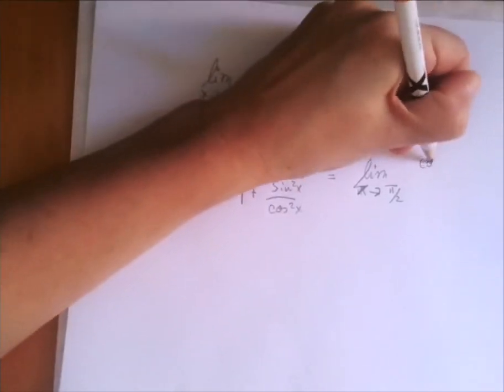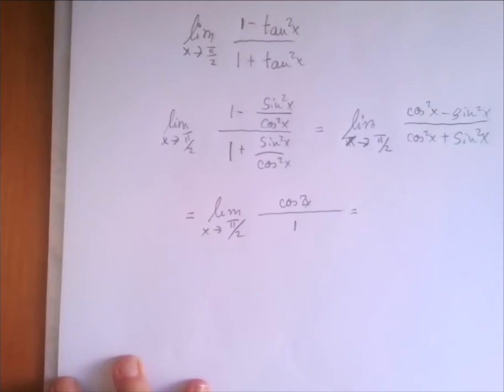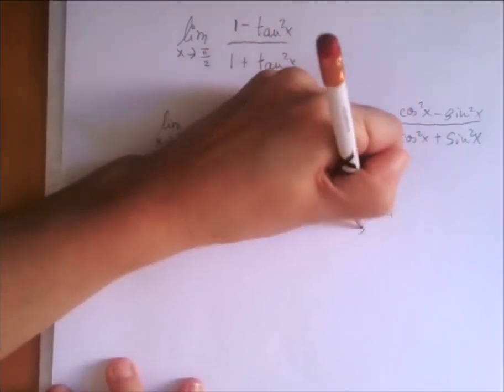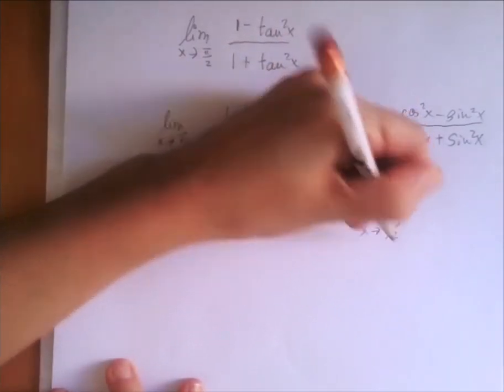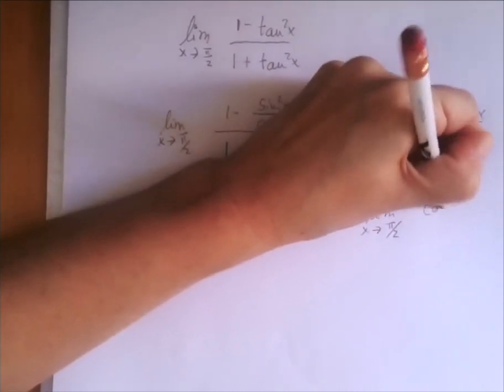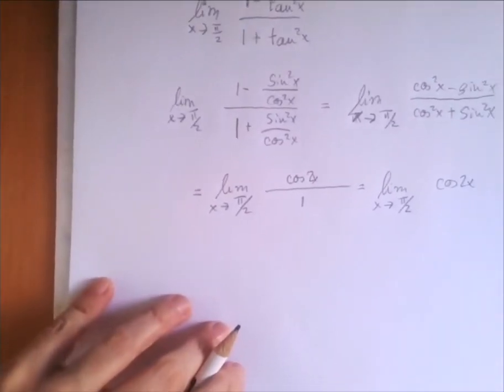So then we're going to get cosine squared x minus sine squared x divided by cosine squared x plus sine squared x. Now the denominator is now 1 and the numerator is cosine of 2x. And this is no longer an indeterminate. We are talking about the limit as x approaches pi over 2. We are talking about the limit of cosine of 2x as x approaches pi over 2.